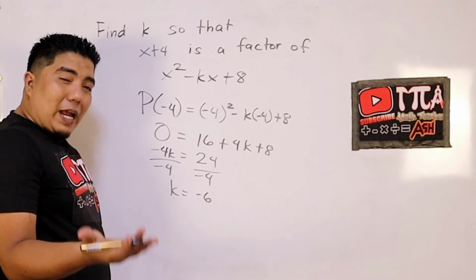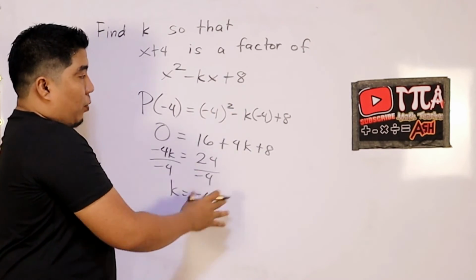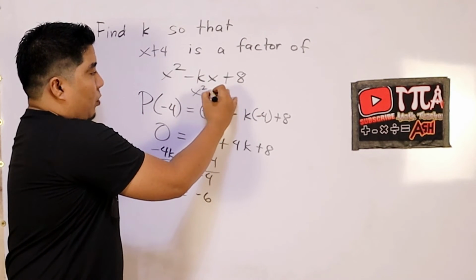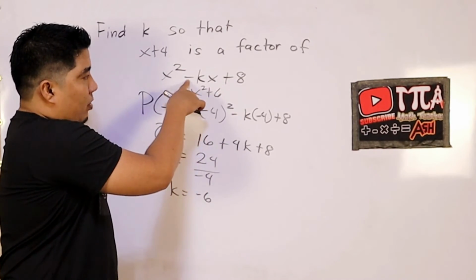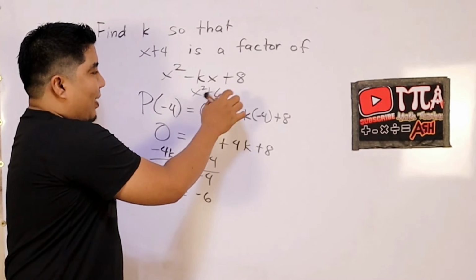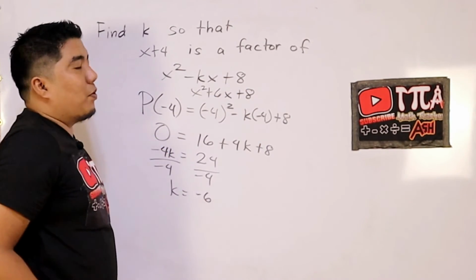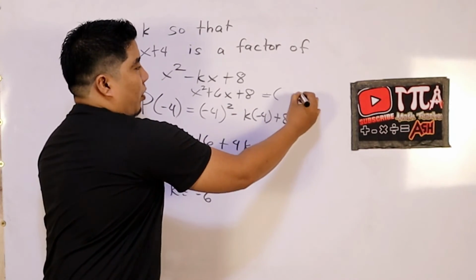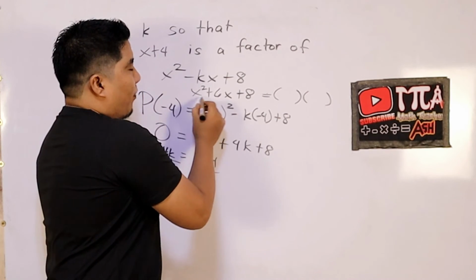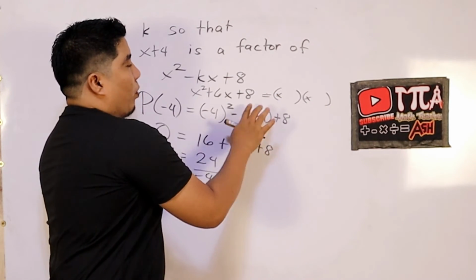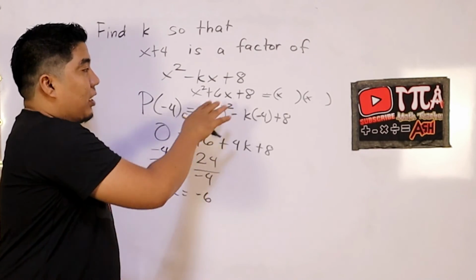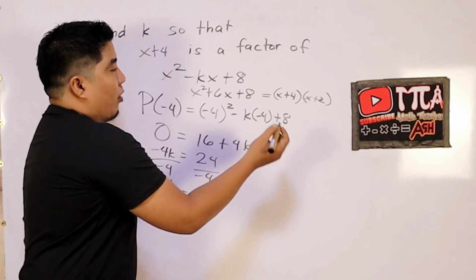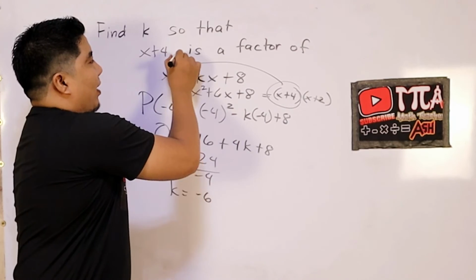Now, to check whether your answer is correct, let's consider putting our k in the given polynomial. So that is x squared minus, okay, so this will become plus, because negative 6 and a minus here will become positive. So x squared plus 6x plus 8. Now if we factor this using the AC method or the FOIL method, we factor the first term, that is x and x. We factor 8 such that if we add them, the answer is positive 6, and that is plus 4 and plus 2. And of course, this plus 4 here is identical to this one.